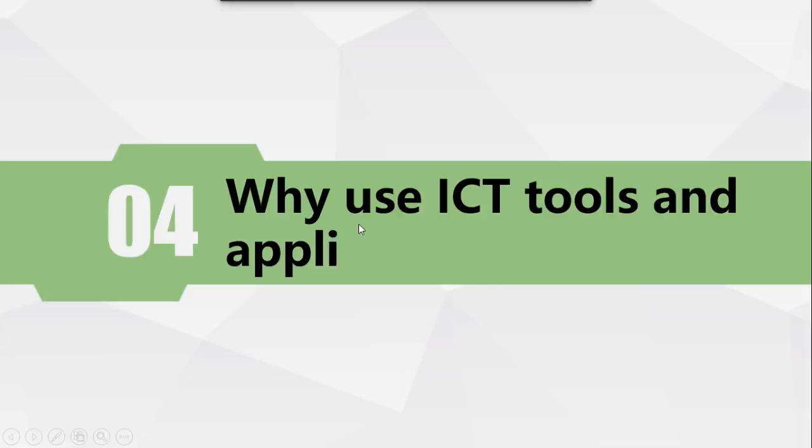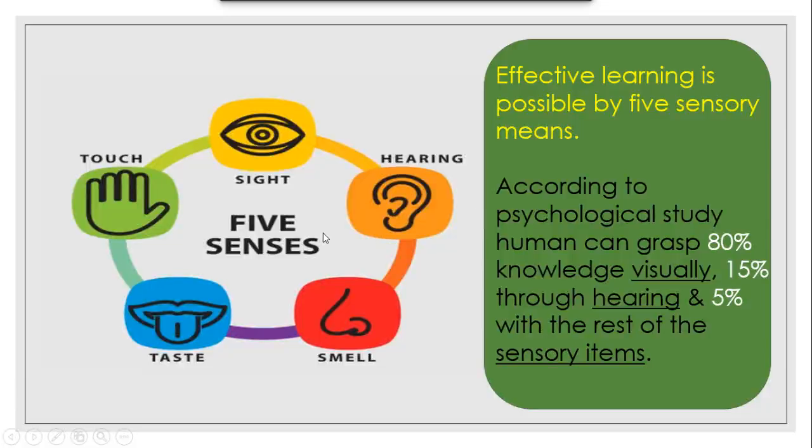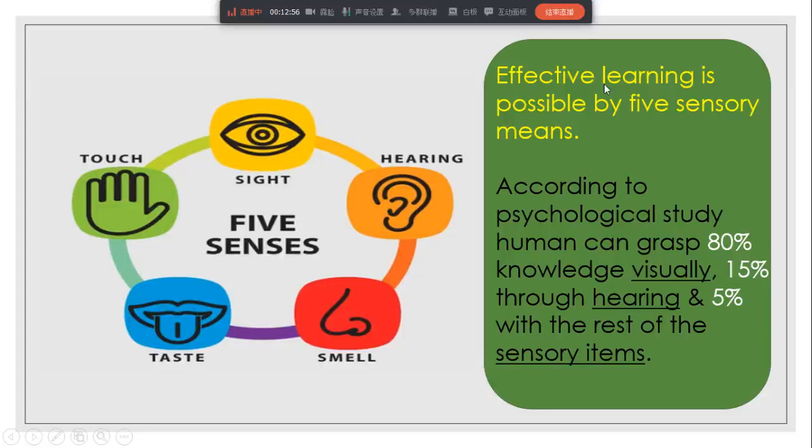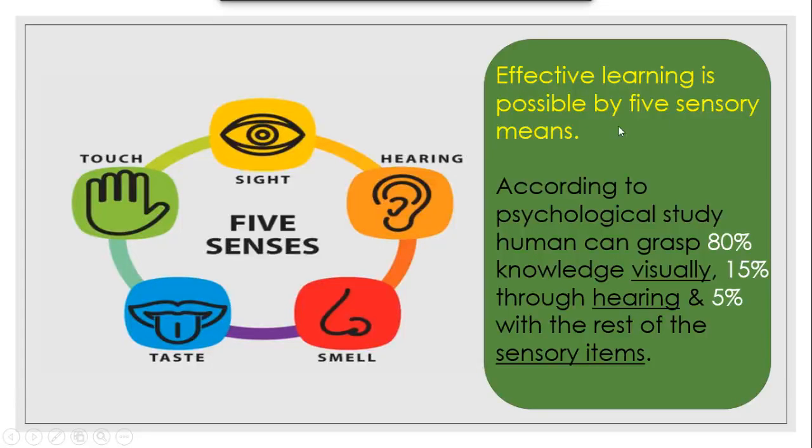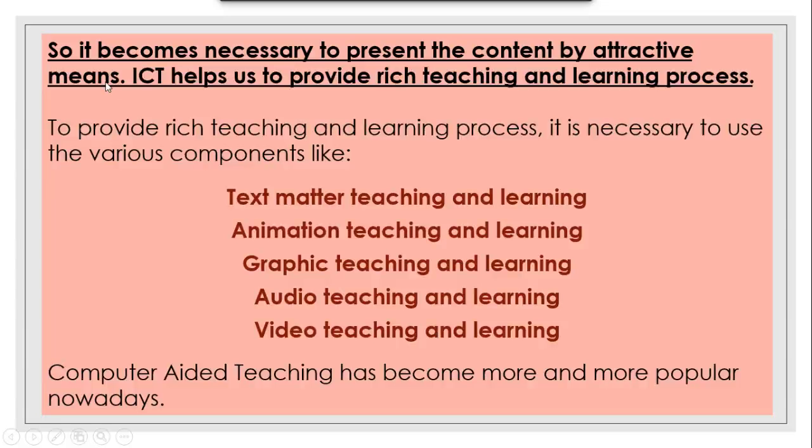The next part of my presentation is why we use ICT tools and applications. Effective learning is possible through the five sensory means. According to psychological studies, humans can grasp 80% of knowledge visually, 15% through hearing, and only 5% with the rest of the sensory items. So it becomes necessary to present the content by attractive means.